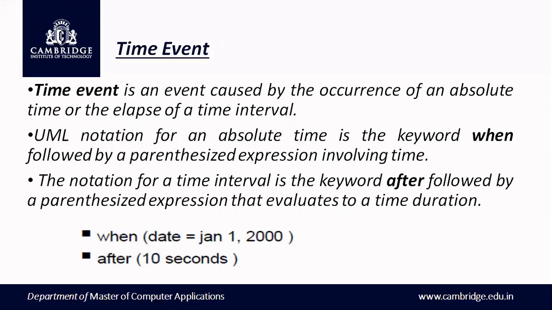So next we have the time event. Time event is caused by the occurrence of an absolute time or the elapse of a time interval. At a particular moment of time we can specify at what moment the event has to occur. So when that time is reached, the transition takes place, right? So that is one type of time event.